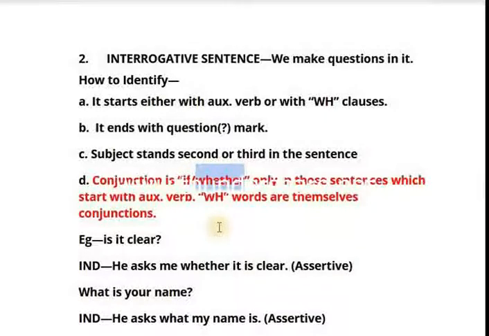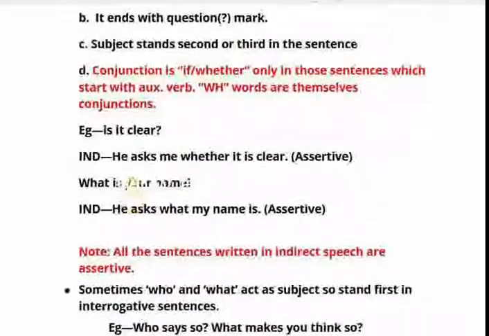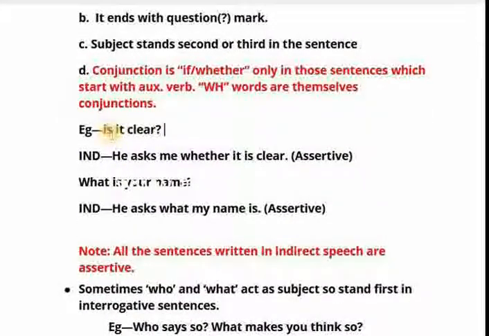And if it has started with WH words as a question, then WH words are themselves conjunctions. In that case, you do not have to take if or whether while changing any interrogative sentence into indirect speech. Let's see the example. Is it clear? Is an auxiliary verb, and this sentence is ending with a question mark, so it's an interrogative sentence.